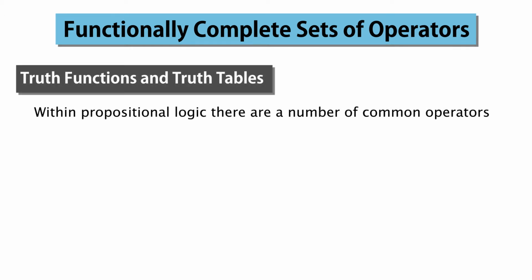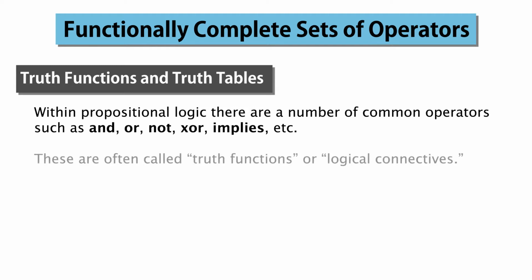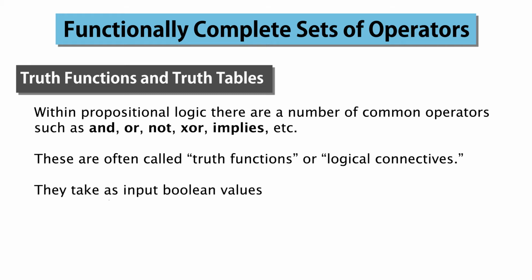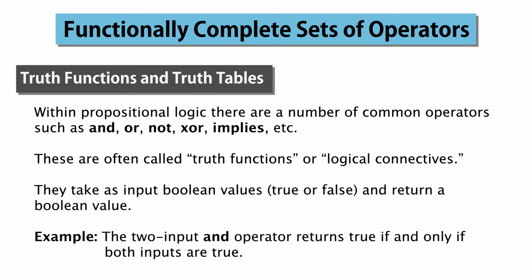Within propositional logic, there are a number of common operators, such as AND, OR, NOT, XOR, implies, etc. These are often called truth functions or logical connectives. They take as input Boolean values, true or false, and return a Boolean value. For example, the two-input AND operator returns true if and only if both inputs are true.